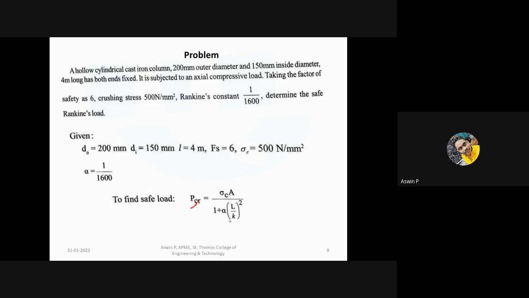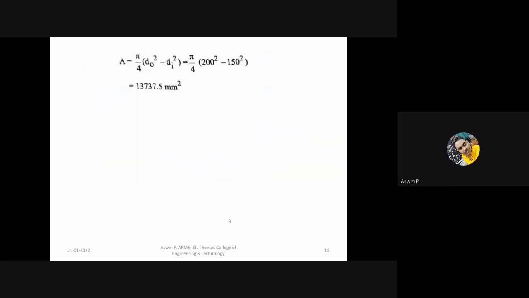Just think of the moment of inertia equation. Have you completed this slide? I equal to A K square. So A is known to you. I needs to be found out. For a hollow cylinder, I is pi by 64 into dO raised to 4 minus dI raised to 4. So you can directly find the value. Have you completed this slide? Yes, sir. Okay, thank you.